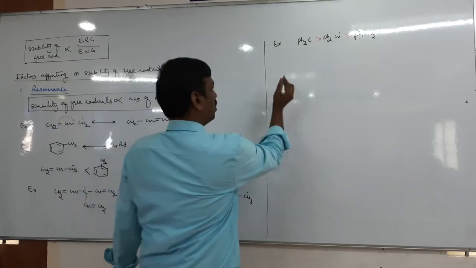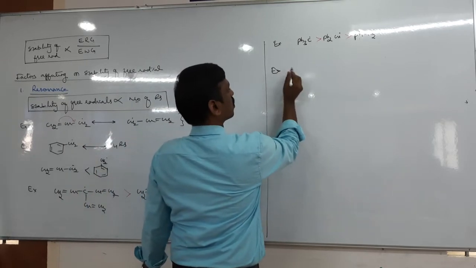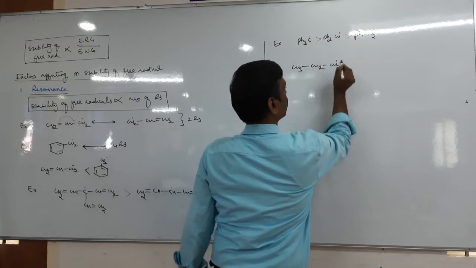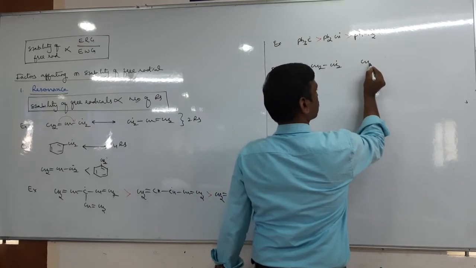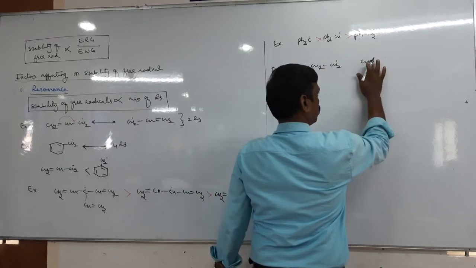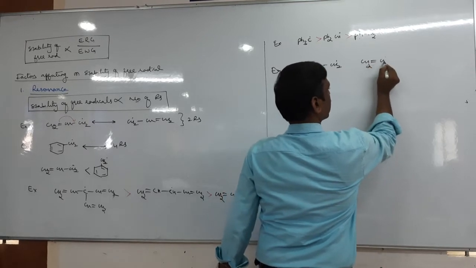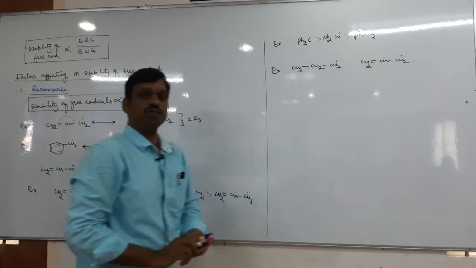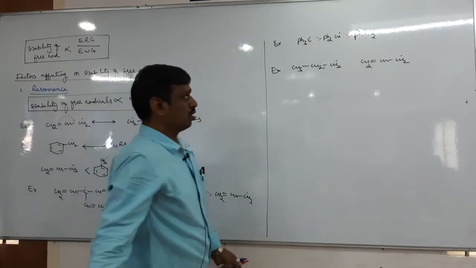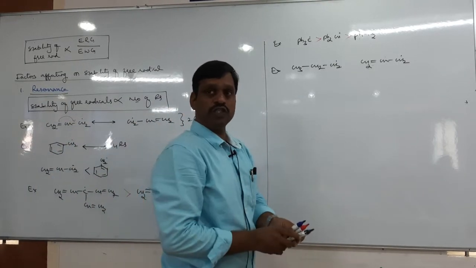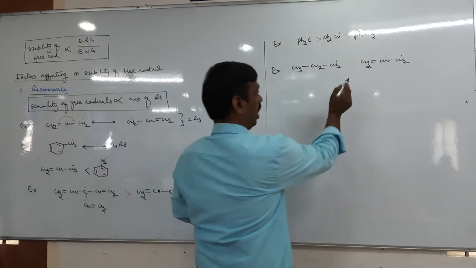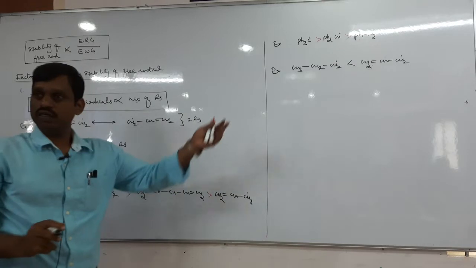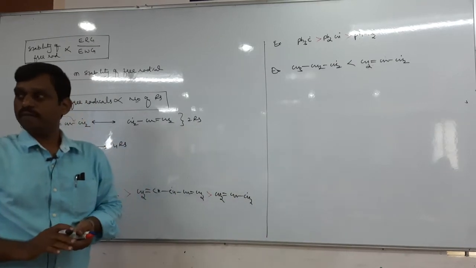Next, one more example. Let us take CH3 CH2 CH2 dot and CH2 double bond CH CH2 dot. Tell me, which is most stable? Both are primary only. Which is more stable? The second one, the allylic radical, is more stable than the simple alkyl radical.